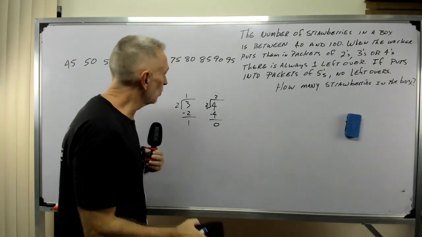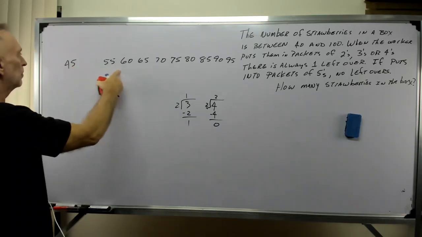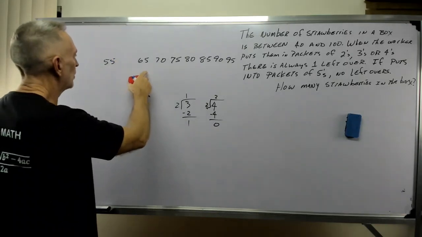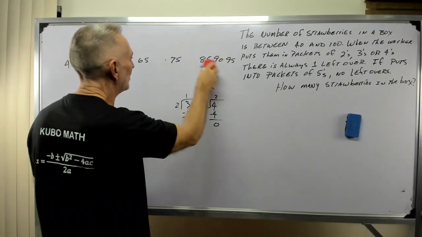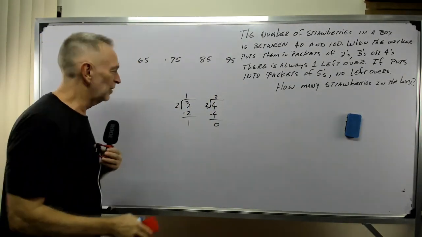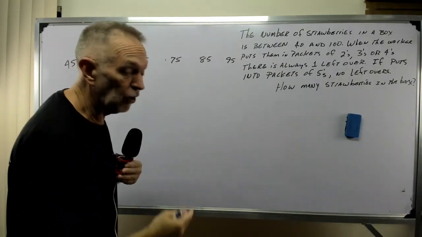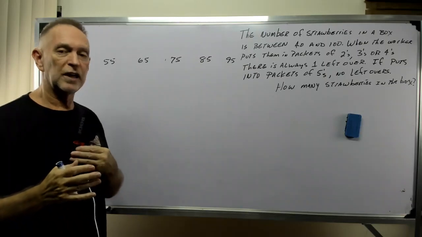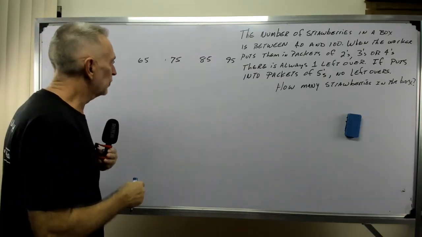So if I look up here and I have an even number, that's not a possibility. So let's get rid of any even number. 50 is an even number, 60 is an even number, 70 is an even number, 80 is an even number, 90 is an even number. Whoa. Okay. That took care of all the possibilities associated with a 2. Now then, what about 3s?